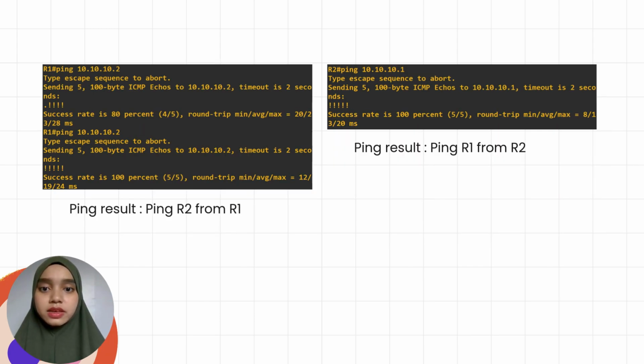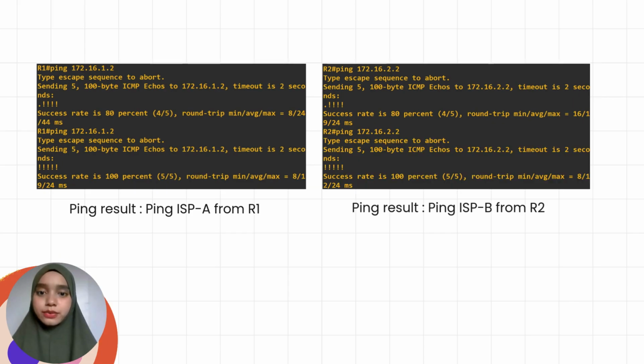We verify connectivity with ping. On the left, R1 successfully pinged R2 at 10.10.10.2 with a 100% success rate. On the right, we confirm the return path from R2 to R1 is also fully operational. Finally, we test the external links. R1 pings ISP-A successfully and R2 pings ISP-B successfully. Our basic BGP infrastructure is now stable and connected.